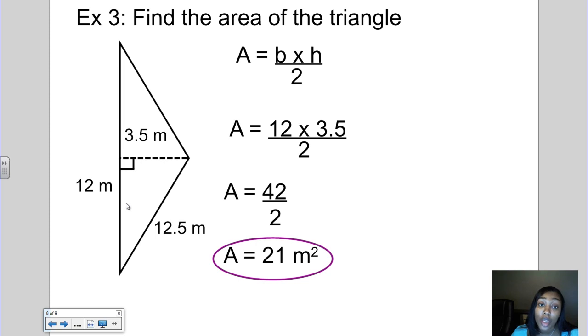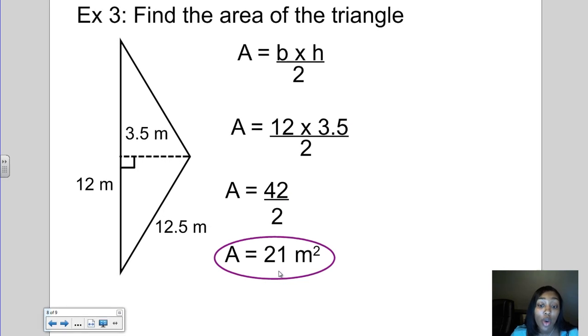That's 12 meters. So we're going to use the 3.5 meters and the 12 meters to find the area of our triangle. So area is going to equal 12 times 3.5 divided by 2. So we're going to do 12 times 3.5 first, which gives us 42, and then 42 divided by 2 is 21, which means we have an area of 21 meters squared.